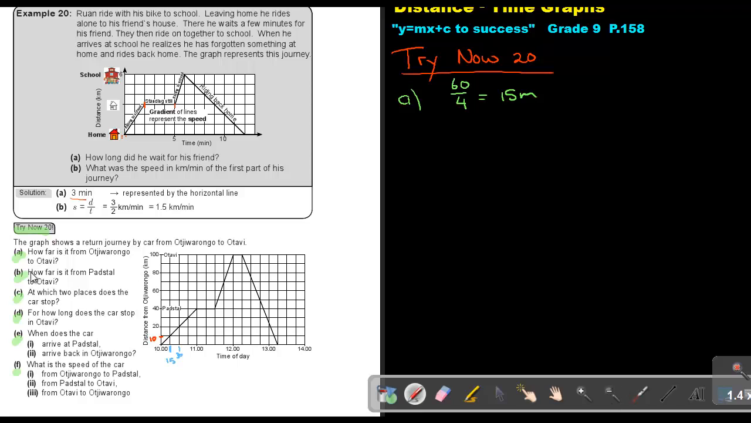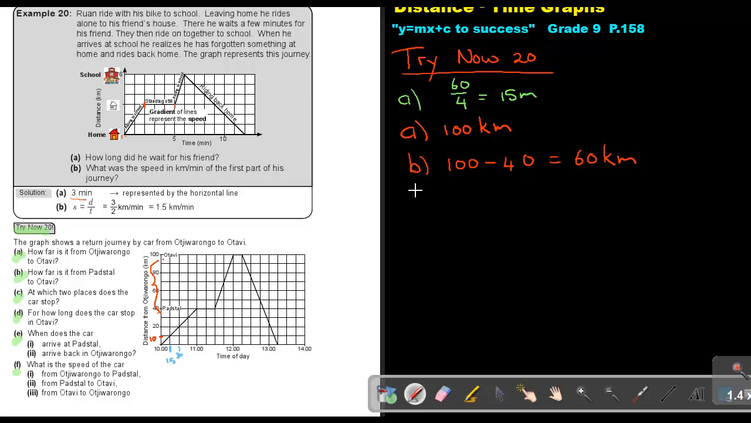If we look at the first one, we are asking, how far is it from Otjiwarongo to Utawi? Basically, from Otjiwarongo to Utawi, it's approximately 100 kilometers. Can you see? Look there. So let's just write it down. So actually, A is 100 kilometers. The next one. How far is it from Padstal to Utawi? So Padstal is at 40 and Utawi is at 100. I'm looking for that distance. So it's basically 100 minus 40, and that will be 60 kilometers.